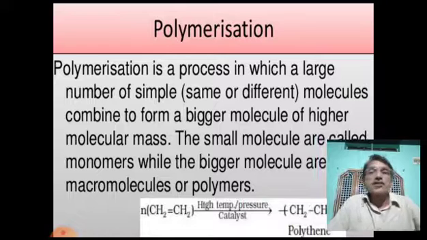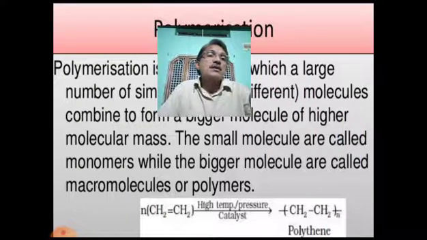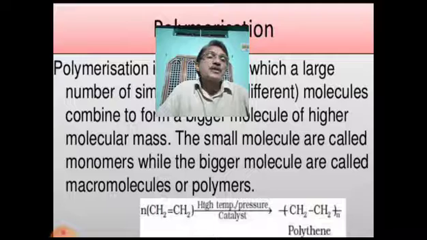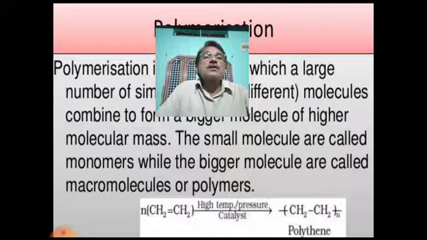Lastly, polymerization. Polymerization is a process in which a large number of simple molecules combine to form a bigger molecule of higher molecular mass. The small molecules are called monomers, while the bigger molecules are called macromolecules or polymers. Example, when ethene undergoes polymerization it gives polyethene. These are the chemical properties of alkenes.